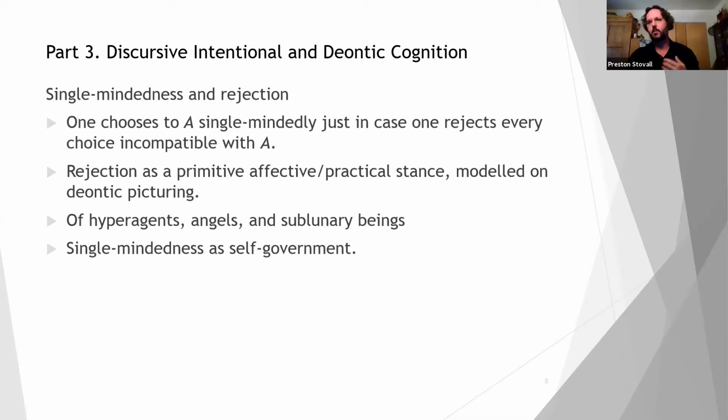So single-mindedness then is a model for strong deontic modality. It's a kind of self-government. It's a practical self-government. It involves binding yourself to a course of action by not letting yourself do something that would contravene it. So I'll discuss more detail later.